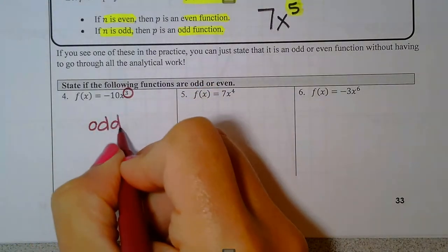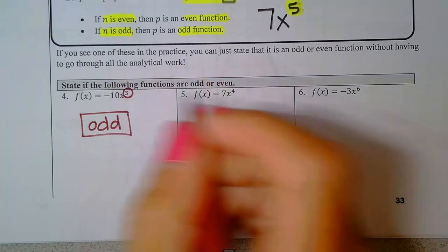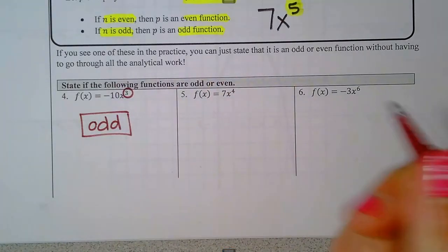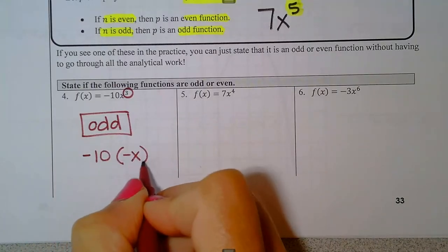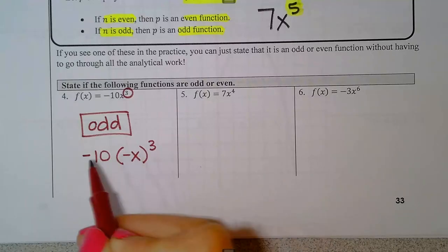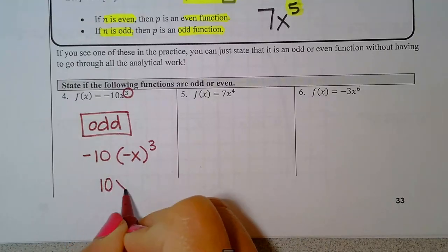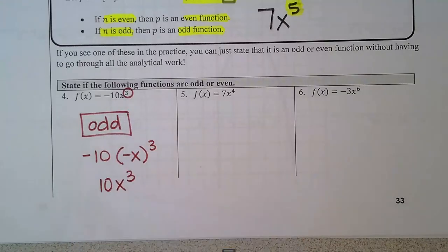Because of the 3. But you can also use the handy dandy put in a negative x thing. If I put in a negative x, I would have negative 10 times negative x to the 3rd. That becomes a negative x times a negative 10, so that's going to become a positive 10x to the 3rd. And since it changed, it's an odd function. You can still use the proof. Okay? What about the next one?